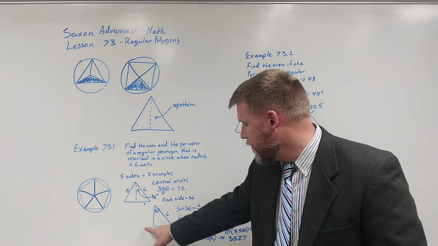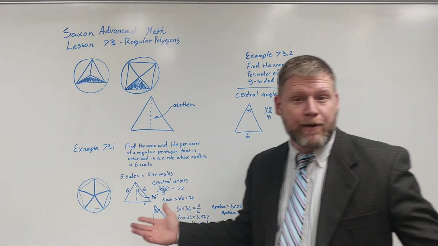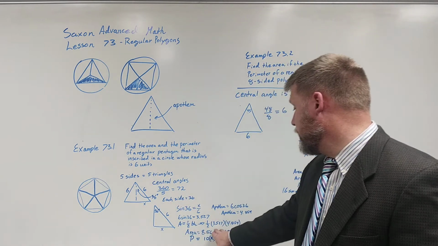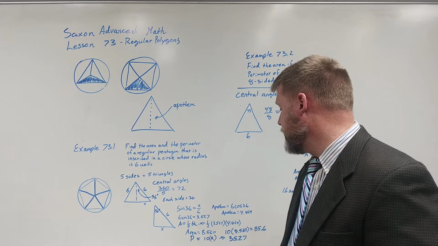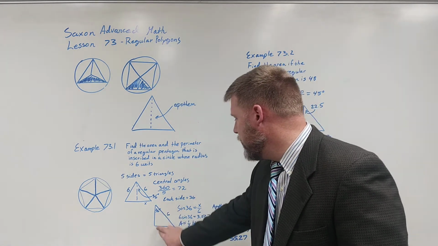So now I have the base, and I have a height. With a base and a height, I can find area. One half base times height is area. So I plug the base in, and I get the area is 8.560. That's the area of this one little triangle.